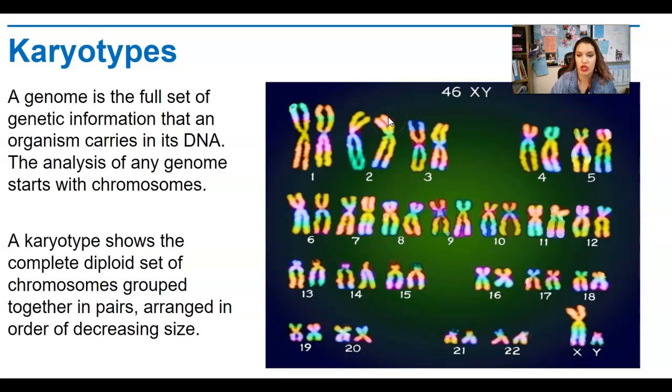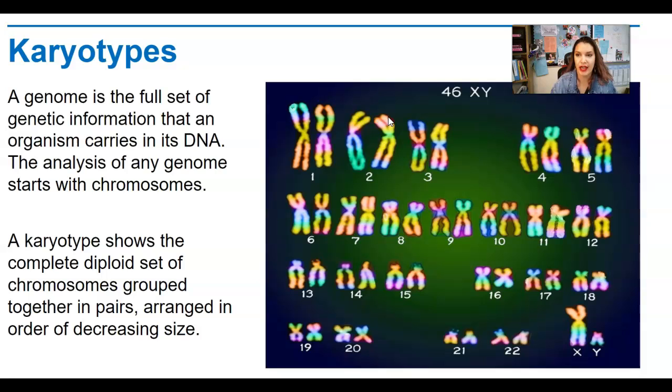Karyotypes show us the human genome. And this is a full set of genetic information that an organism carries in its DNA. The analysis of any genome starts with the chromosomes. So we know that this is showing us the homologous chromosomes. And we call this a karyotype.